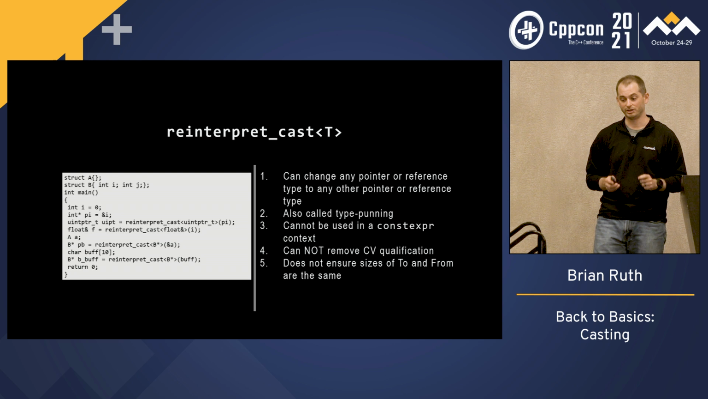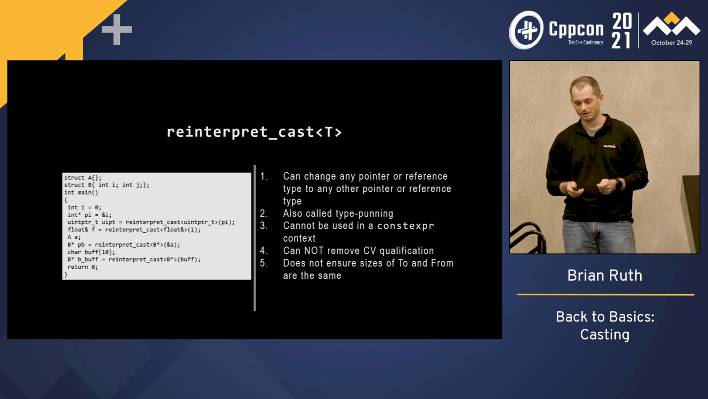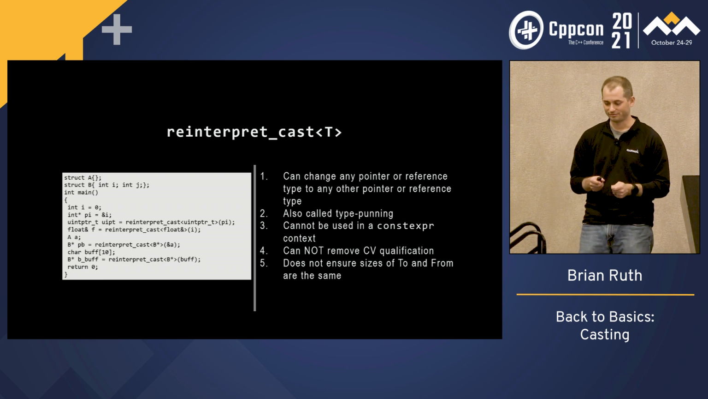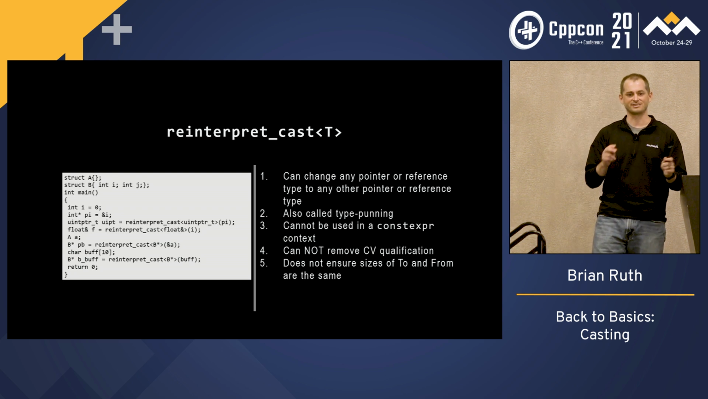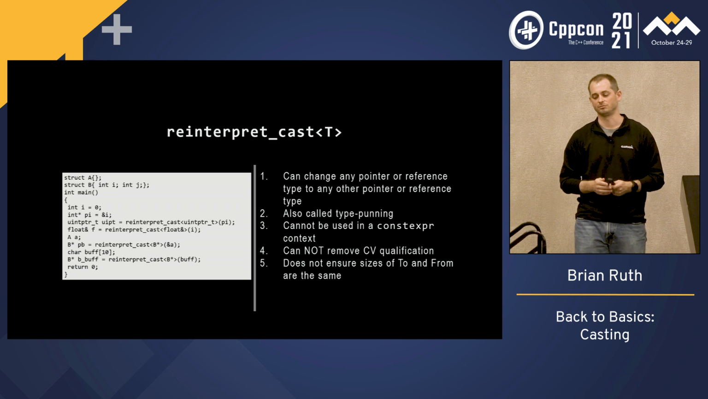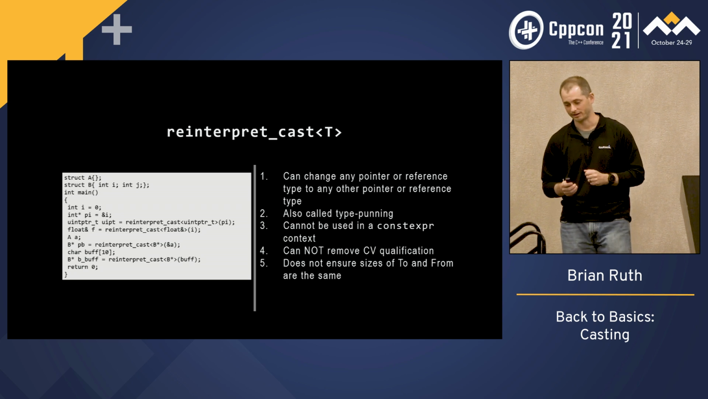This cannot be used in a constexpr context. It cannot remove CV qualification. And one big catch is that it does not ensure that the sizes of the things you're casting between are the same, and we'll get to that in a second.